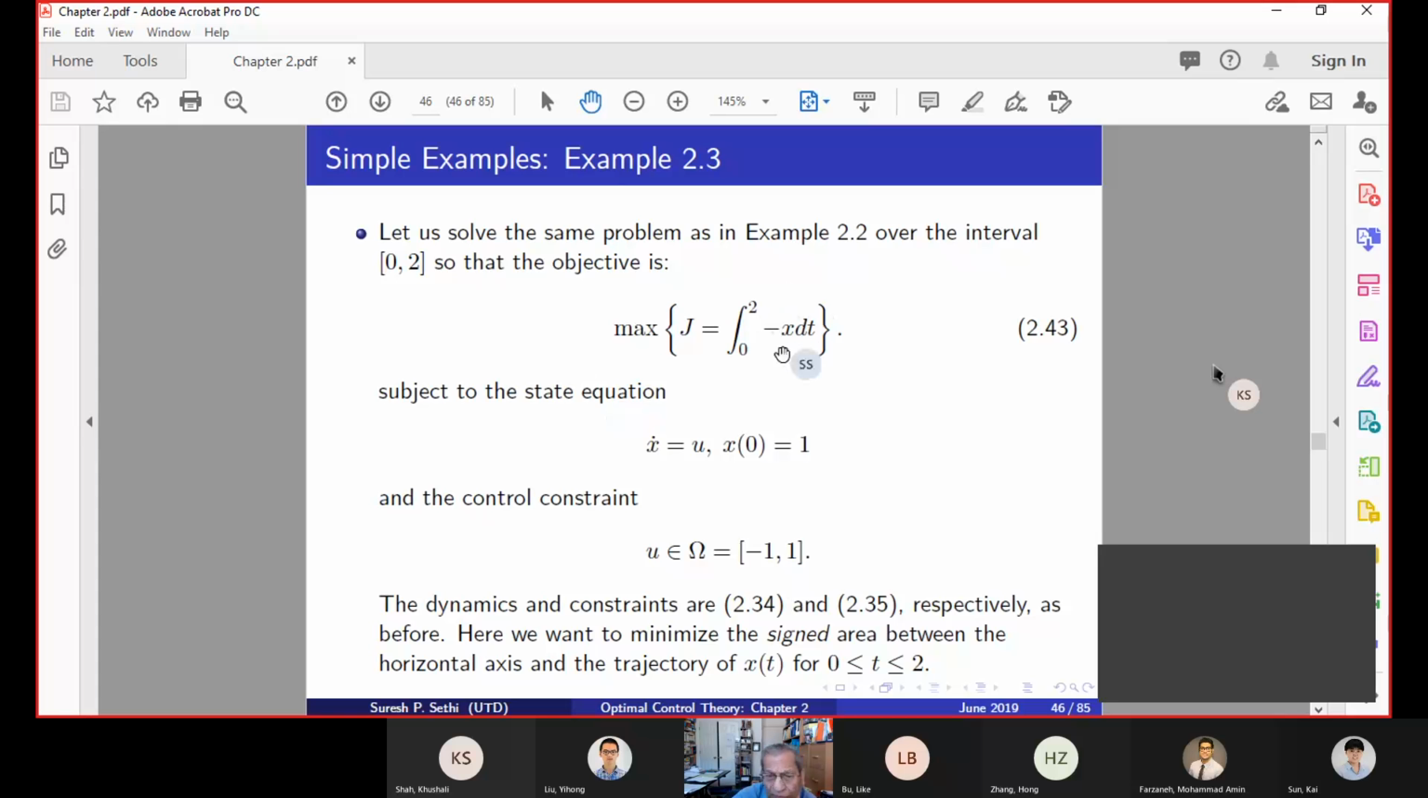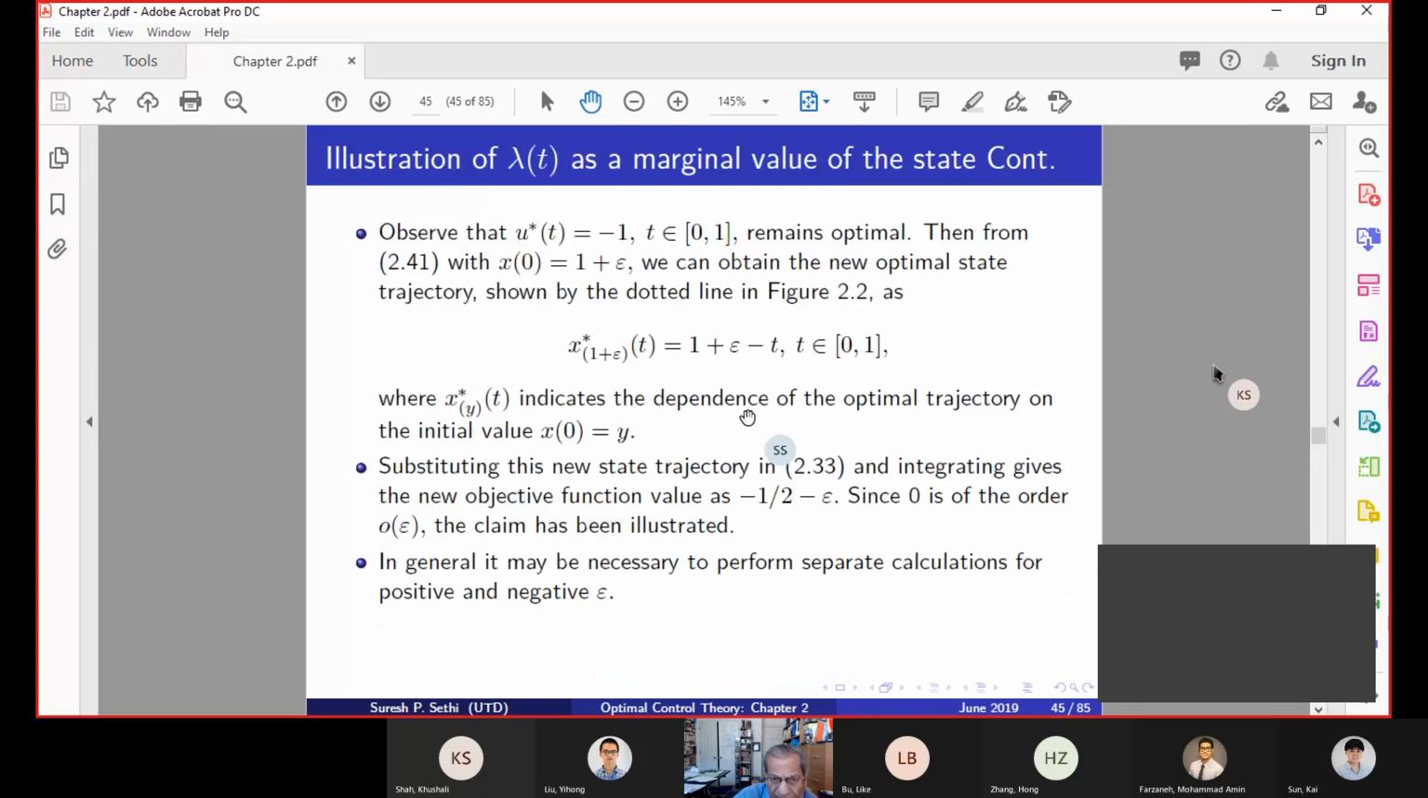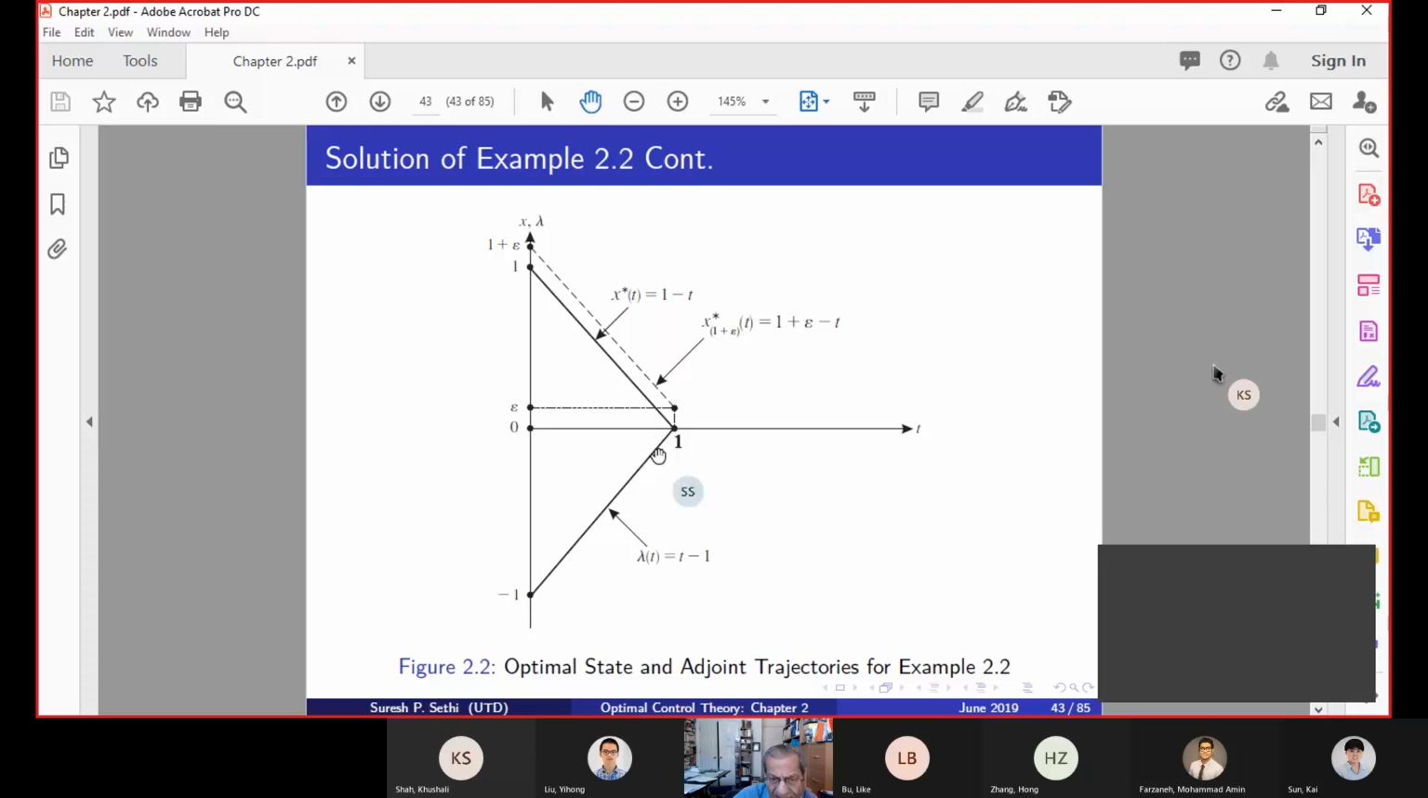Now I change it to 2. And I have the same problem. What happens now is the following. This is very important. Forget that one. We are still on the original problem. And now I'm here. But once I'm here, the control, if I put +1 control, it goes up again. The area increases, and that's not good. If I go down below, again, the area increases because of the signed area. So the optimal solution is to just stay at 0.